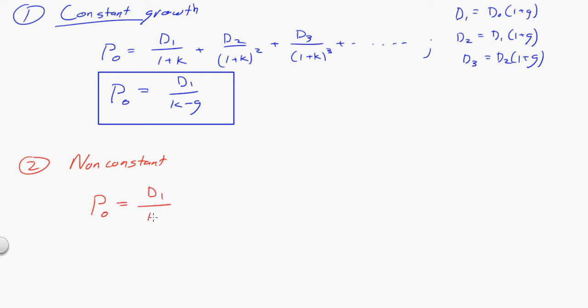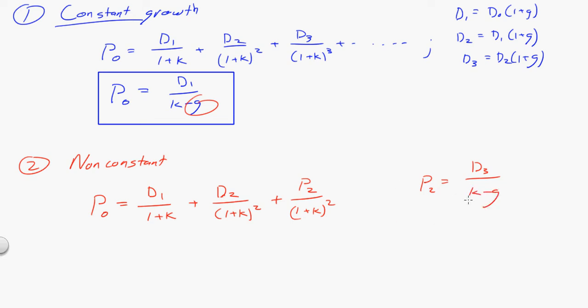Well, we say for some number of years, let's just do 2 years, the dividend grows not at some constant rate G forever, but for, I don't know, it could be 5%, 10%. You could just somehow estimate or predict what these dividends are going to be, and then it becomes constant growth. So that would be P2 over 1 plus K squared. So P2 is equal to D3 over K minus G, because now at this point it's become a constant growth stock.